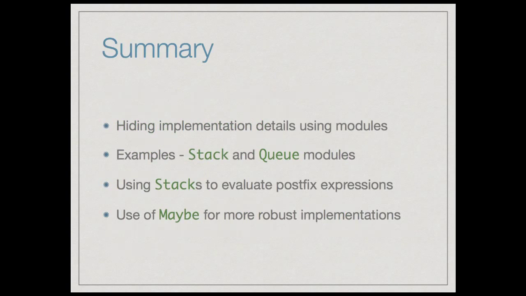To summarize, we have introduced modules and shown how you can hide implementation details using modules. We have seen the examples of stack and queue modules. We have seen how to use the stack module to do some non-trivial computation, namely to evaluate postfix expressions. We have also shown the use of Maybe for more robust implementations, especially when we define functions inside modules.